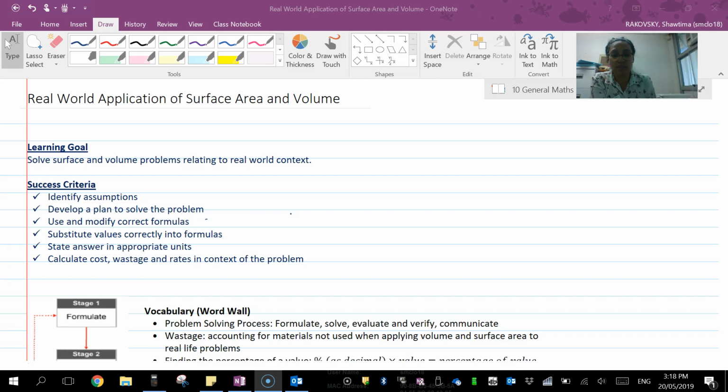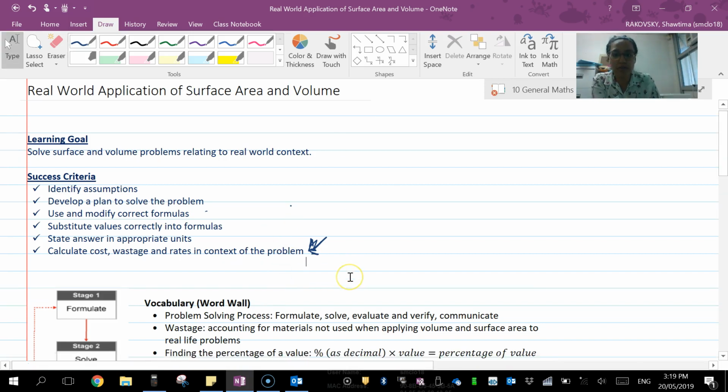So to be successful, it's still the same concept. There's just this new additional component in the context of the problem. So just making sure that we are accountable for wastage and maybe the cost of a project. So think about it like surface area relates to paint, and how much paint are you going to need and how much is it going to cost you. So there's like that extra dimension to these problems now.